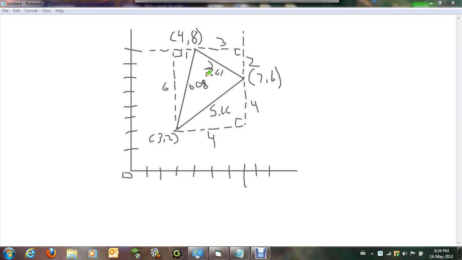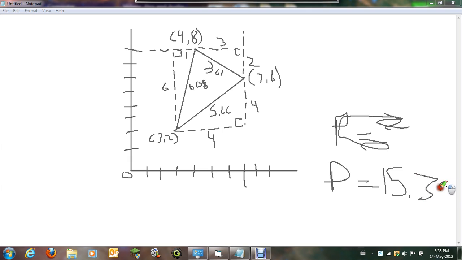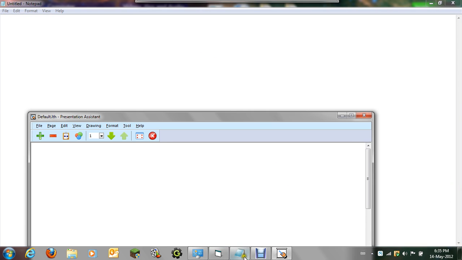So now, of course, we add it up. We have 5.66 over here, plus 3.61 over there, plus 6.08 over there. Okay. And the perimeter equals 15.35. And have a nice life.